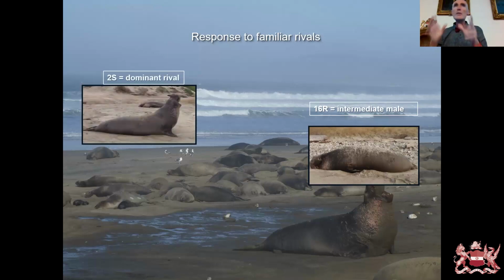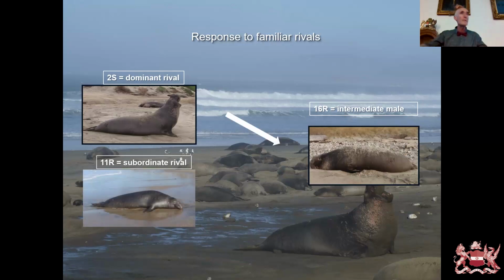The experiment consists in choosing a male that has an intermediate position in the hierarchy. And then to this male, we will play back the voice of a dominant rival. Okay, and we will see his reaction. And a few days later, we will play back to the same male the voice of a subordinate male. And we will compare the two reactions to the two playbacks. And of course, we are scientists, so we have to repeat this experiment several times. It's just to explain to you that it takes a lot of time to do this kind of experiment.